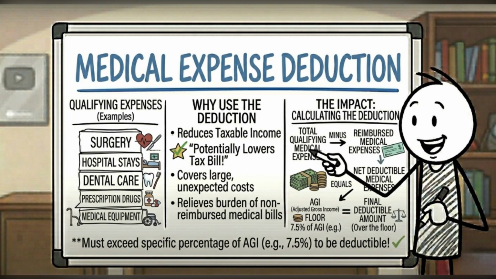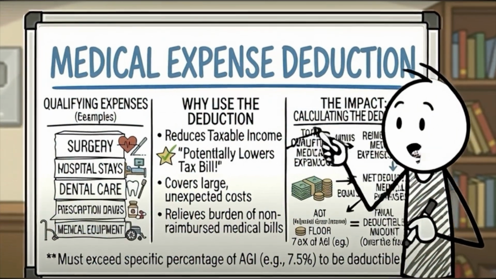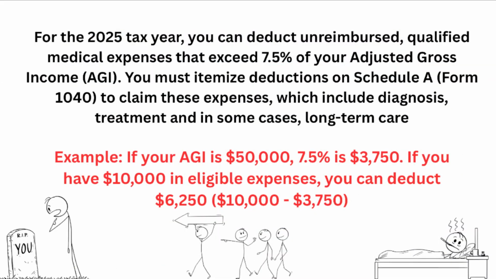Medical expense deduction. Medical expense deduction allows taxpayers to deduct certain healthcare costs that exceed a set percentage of their adjusted gross income. The idea behind it is to provide relief when medical bills become unusually high. Qualifying expenses can include surgeries, prescriptions, and some long-term care costs. Routine or cosmetic procedures usually do not qualify. Because the threshold is relatively high, this deduction primarily benefits people facing significant medical expenses in a given year.